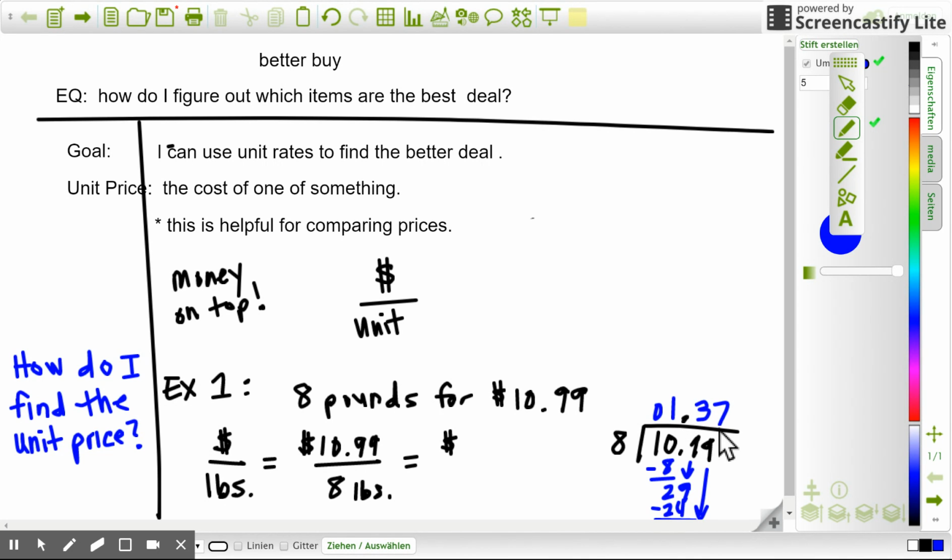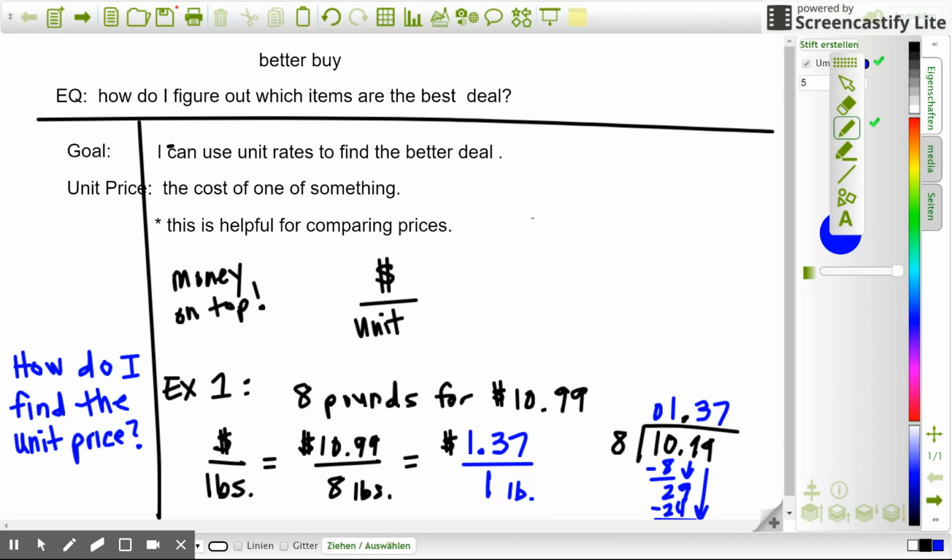So we only have 2 digits past. So I'm going to say this is $1.37. It's probably an approximation because I couldn't keep dividing. And it's $1.37 for 1 pound, and pound is LB if you want to use the abbreviation. So there we go, $1.37 per pound.